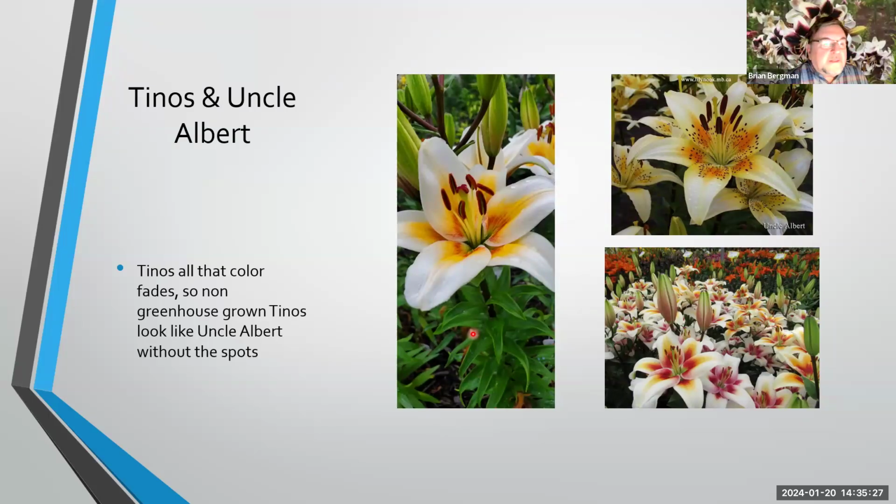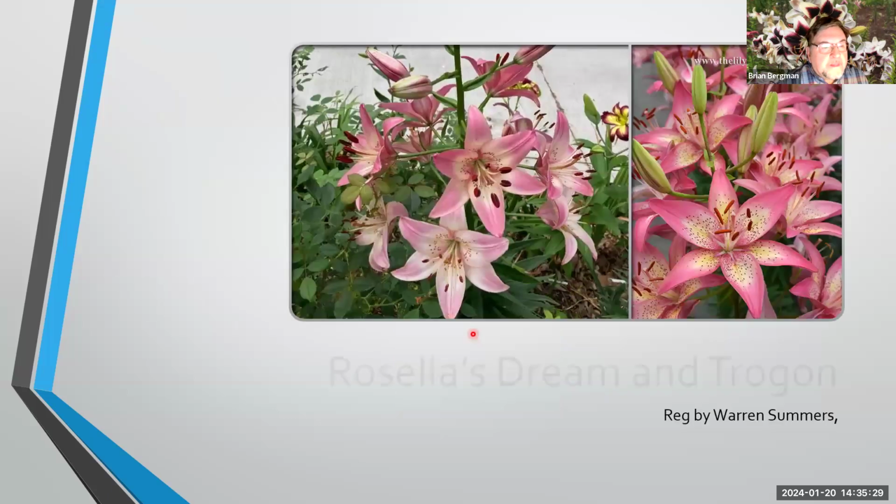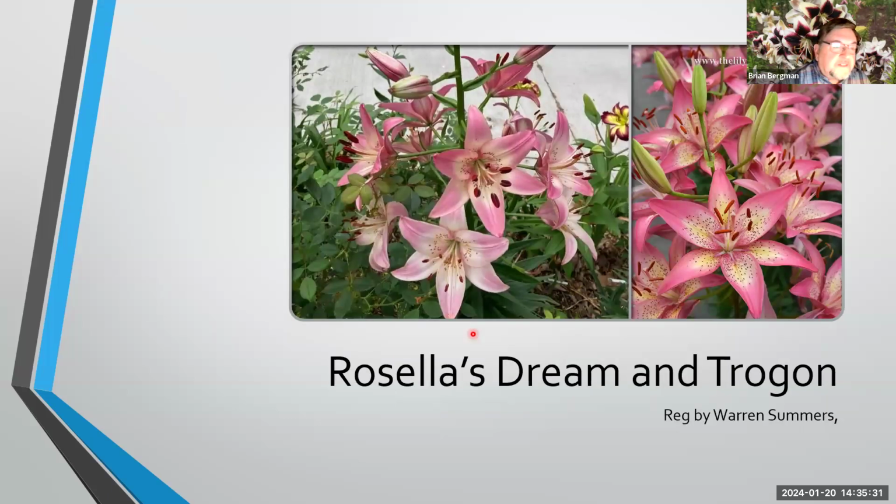Okay. Next one. And then I'm mentioning a couple that are still in production. Warren Summers hybridized these with Rosella's Dream and Trogan. There is a difference in the spotting and the shape of the petals. Rosella's Dream is out-facing with darker anthers. But they're very similar, but different.